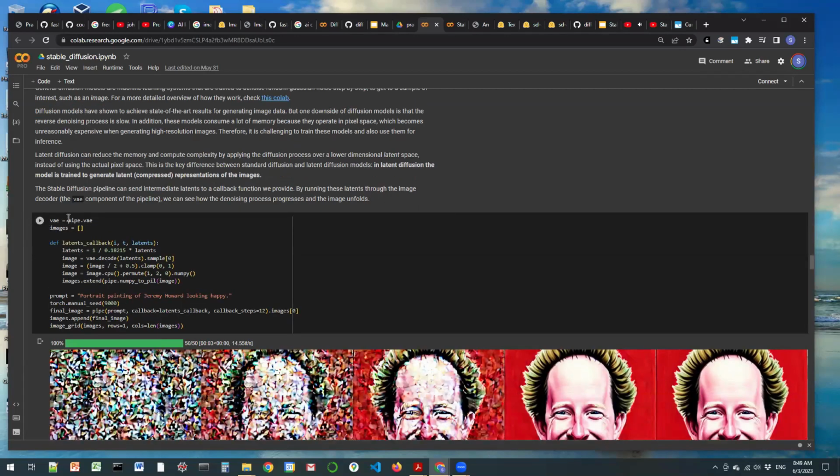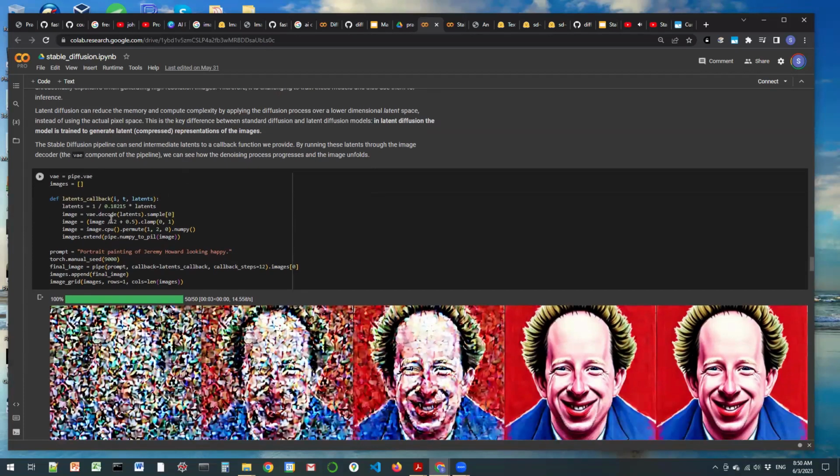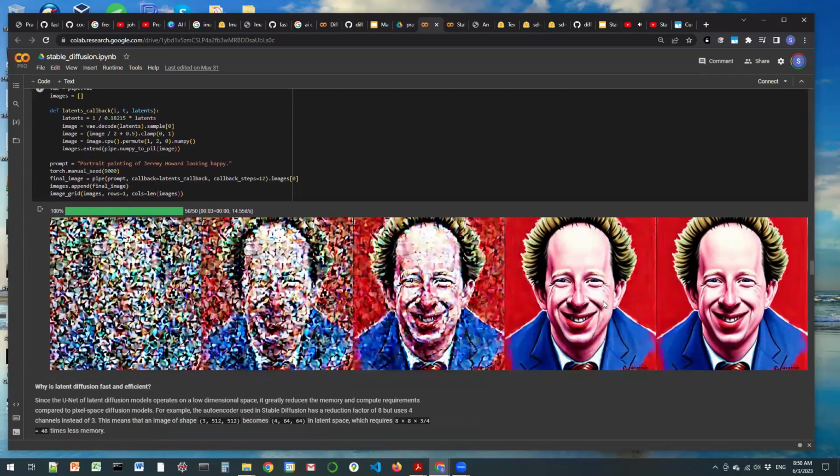So we already used the pipe. And here he's just extracting, if you will, the VAE, which stands for variational autoencoder, and pointing to the pipe's VAE. And the pipe is the process in Hugging Face that generates this inference. So we give the prompt. The prompt is portrait painting of Jeremy Howard looking happy. That's what we get, or that's the aim, to get this image.